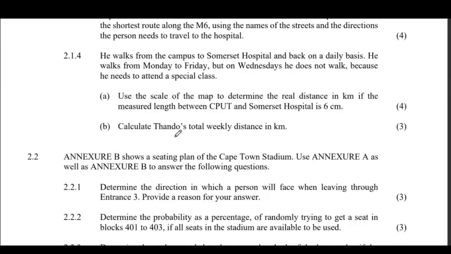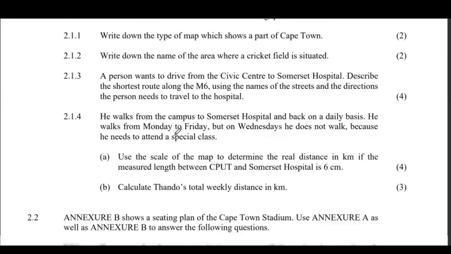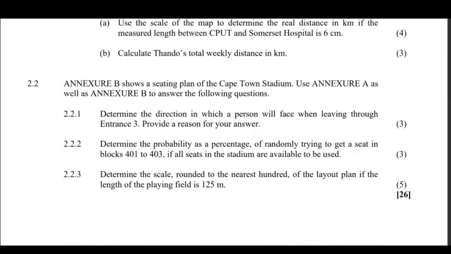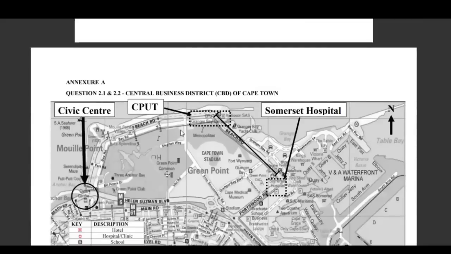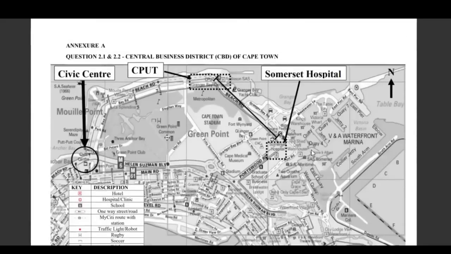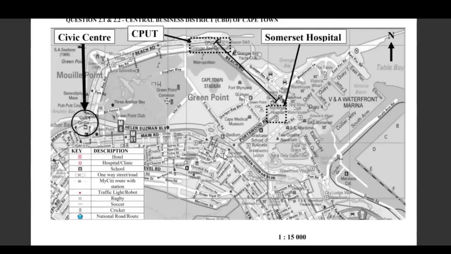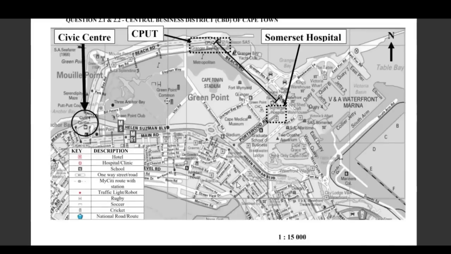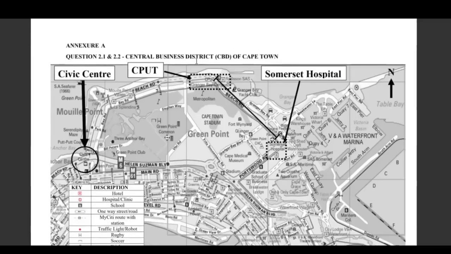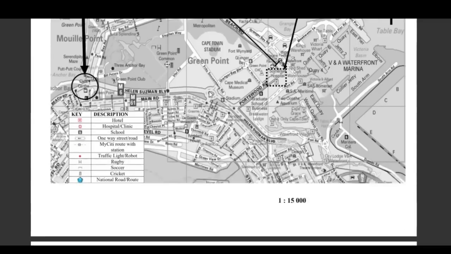Then we come to the annexure. Let's see annexure B. No, this is annexure A, the district central map. You see how it looks. A suitable type of title for this would be a street map, where it shows streets of a given town, which is a section in Cape Town. I think it's called Green Point. Central Business District, which is called CBD. That's what it stands for.